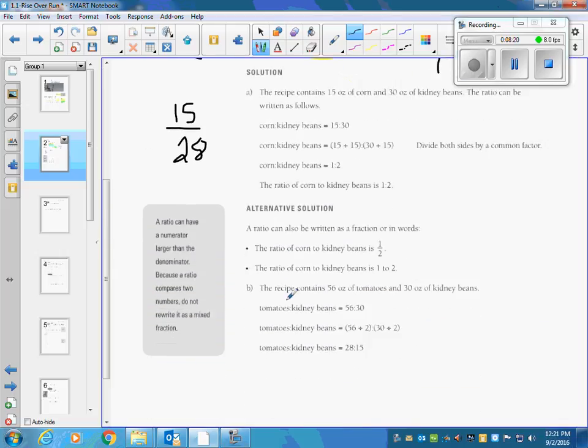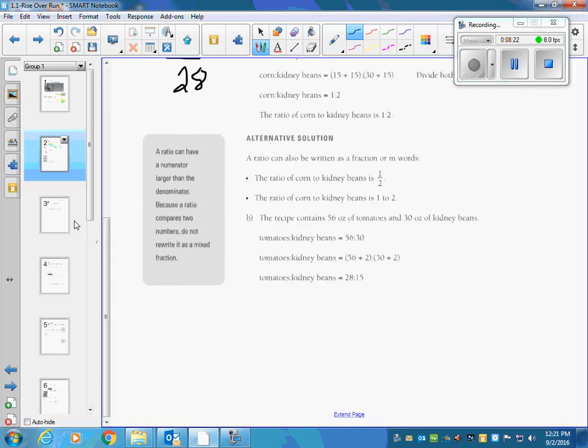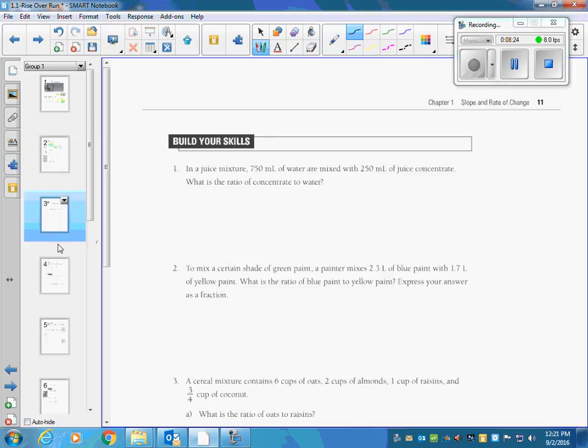Okay, they go through a little bit more explanation, but we're sitting at your build your skills. So good luck, build your skills, and then when you're done, check your answers and ask for a bell work.